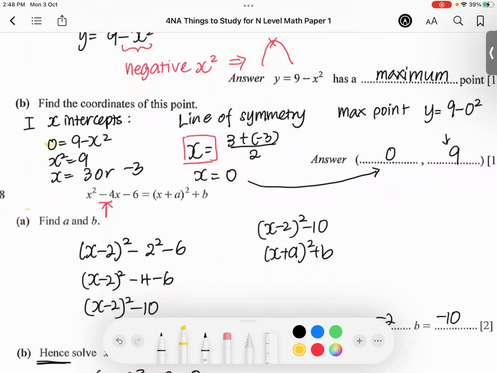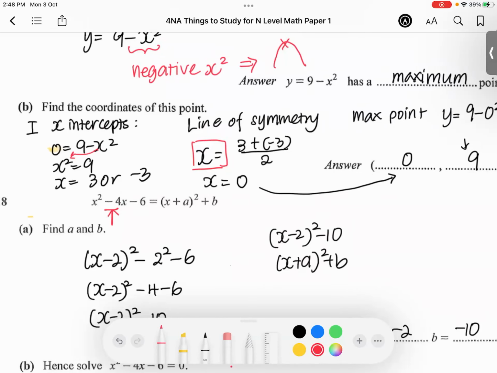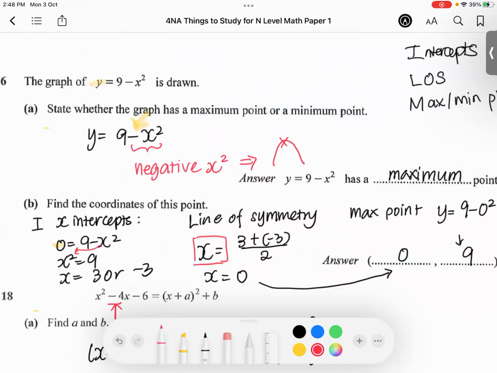I simply shift the x squared to make it positive, okay? Then x squared is equal to 9. So x is equal to 3 or negative 3. Remember, in general, a quadratic equation can have 2 answers, unless the question looks like that.